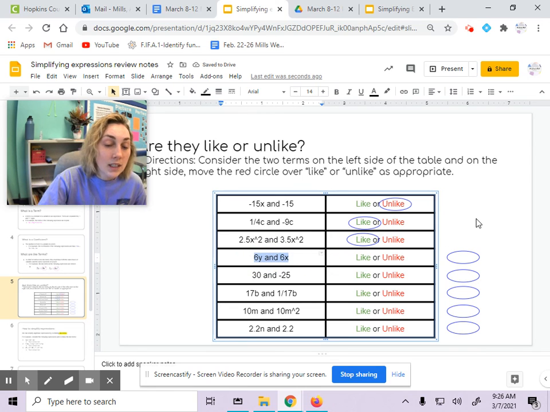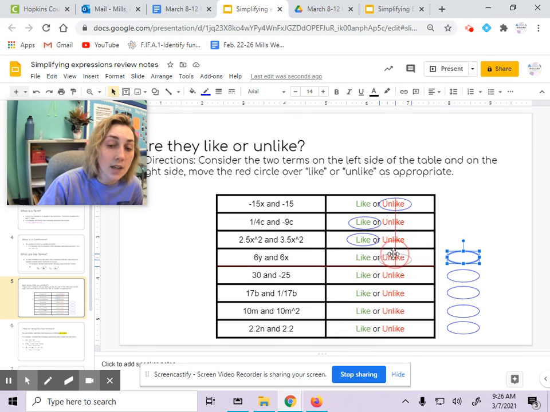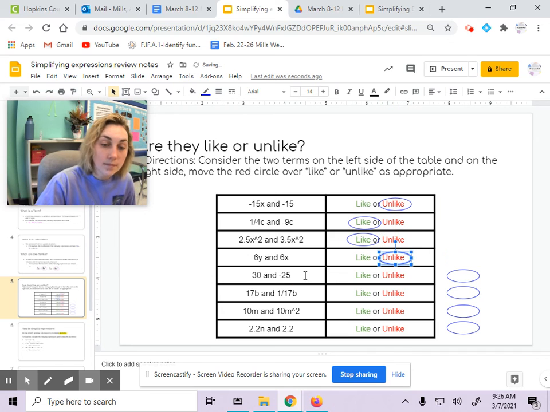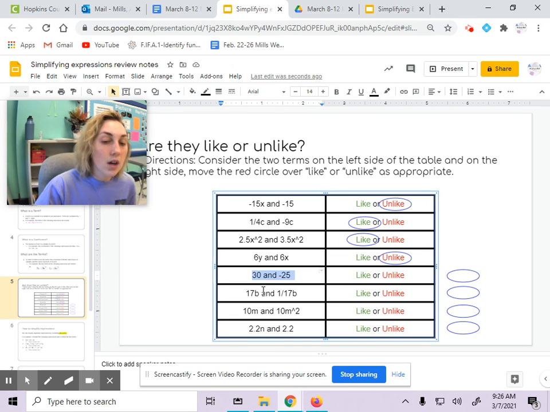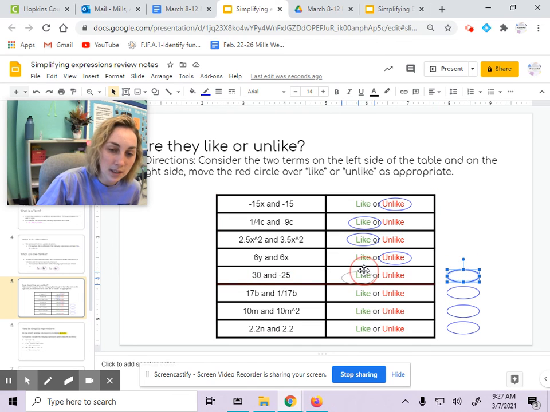All right, this time we have 6y and 6x. Well, y and x are not the same variable. They're two completely different letters. Therefore, these are not like terms, and you could not combine them. Next, we have 30 and negative 25. These are like terms. Neither of them has a variable and neither has an exponent. Since they are just regular numbers, you can in fact combine them. They do have the same variable and exponent, which is nothing. So these are like terms. You could combine them.